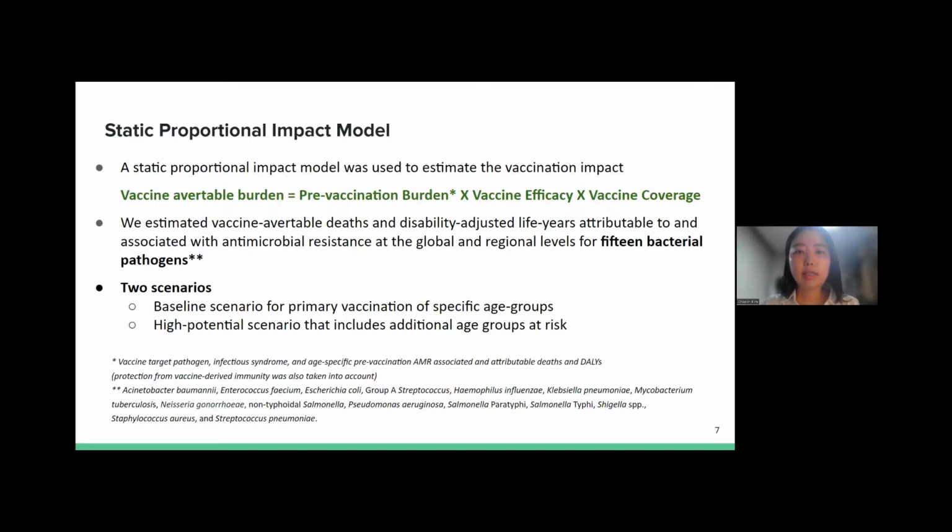So we analyzed the vaccine impact using two different scenarios: the baseline scenario for primary vaccination of specific age groups, and the high potential scenario that includes additional age groups at risk.